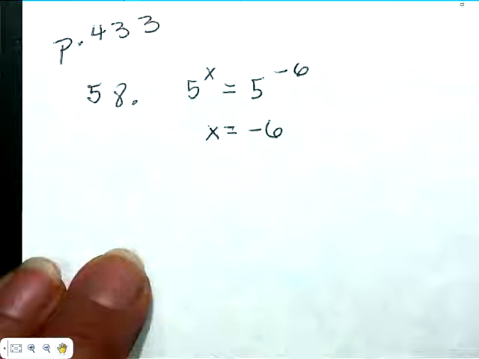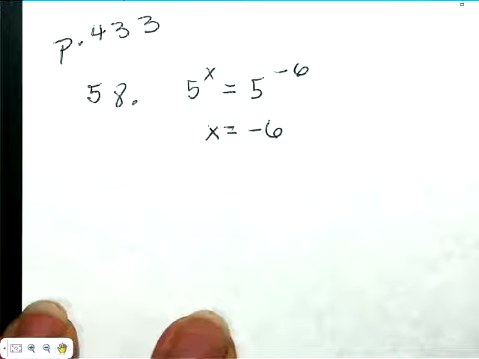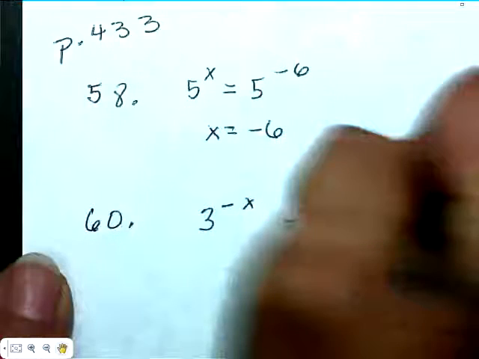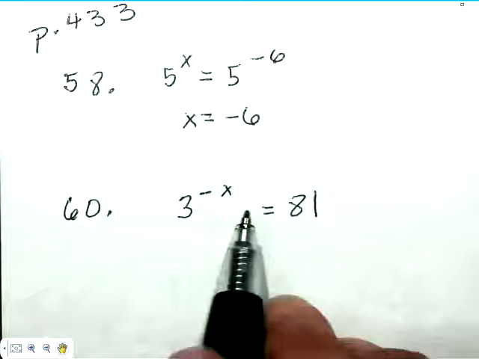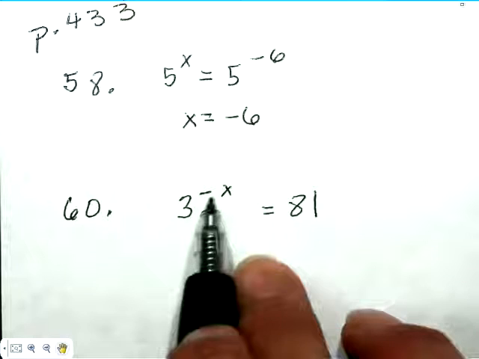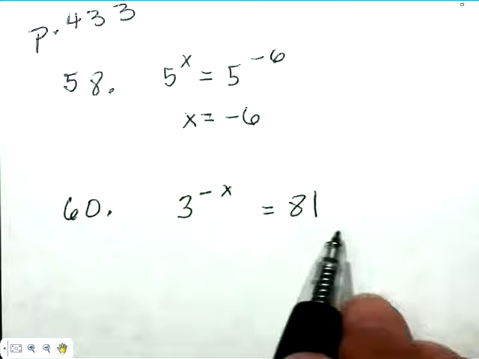They do get a little bit more complicated than that, but if 5 to the x equals 5 to the negative 6, the only possible way that that can be true is for x to be negative 6. Number 60. 3 to the negative x equals 81. Now this one's just a tiny bit harder. I can't think of the number which, if I take the opposite of it and then raise 3 to that power, it'll give me 81.